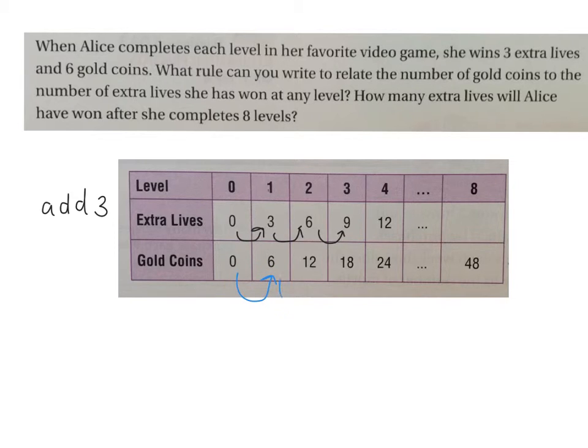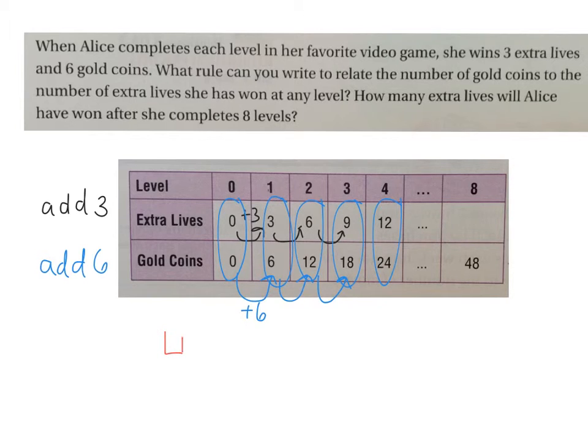What's the change when she moves from level 0 to 1, 1 to 2, 2 to 3, etc.? If this one is plus 3, what is the rule for the gold coins? Karan? Plus 6. So it's add 6. Now, looking at these pairs of numbers, we have 0, 0, 3, 6, 6, 12, 9, 18, 12, 24. What might be the rule that relates the two, the lives and the coins? Neha? Multiply by 2.